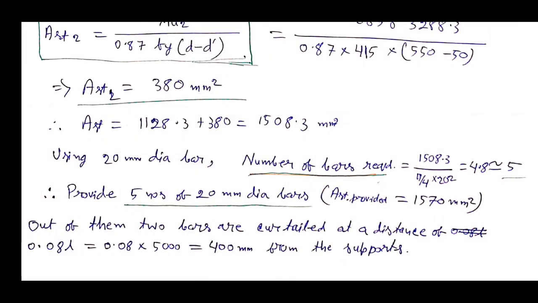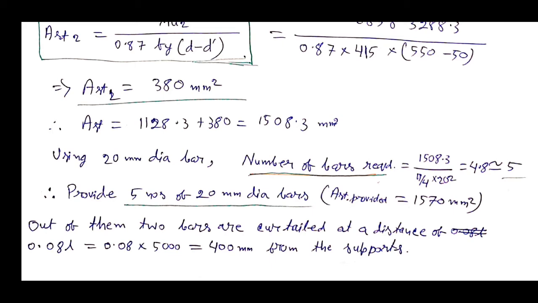Now we may curtail 50% of bars at support. So there are 5 bars in the tension zone. We may curtail 2 bars in length only. So how much length may we cut?